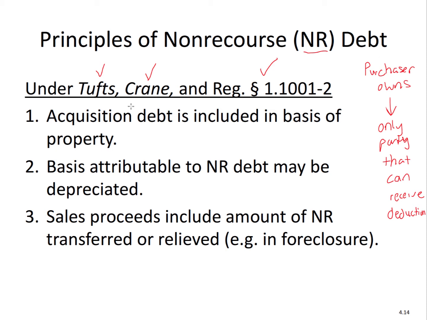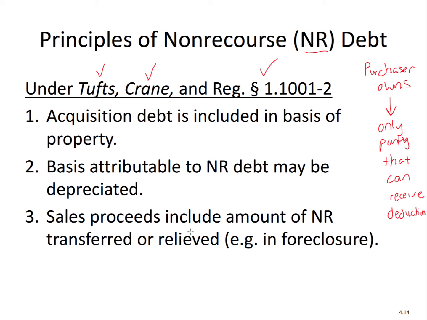So in addition, Tufts, Crane, and the regs say acquisition debt is included in the basis of property. So you get to include the non-recourse liability when you're calculating the basis to take depreciation and whatnot. The basis attributable to the debt may be depreciated, and it has to be taken by the owner. And the sales proceeds include the amount of the non-recourse note transferred or relieved, which is if you default. And I'll explain that more.